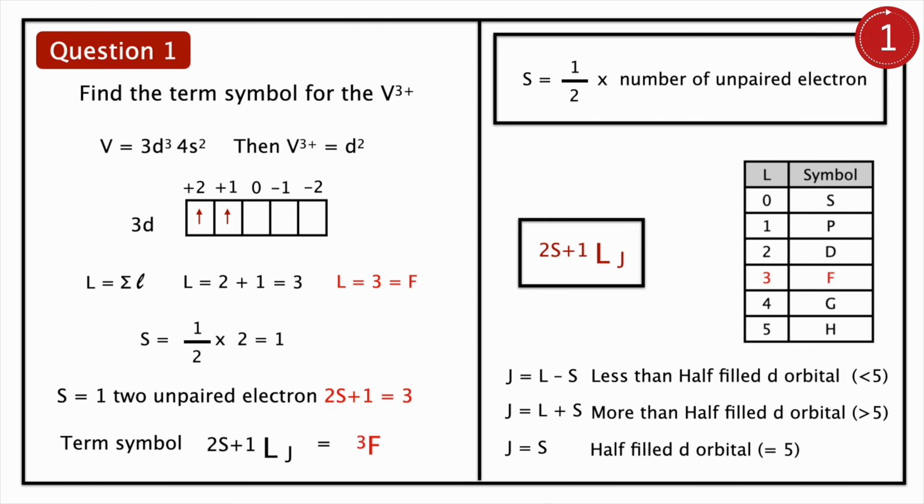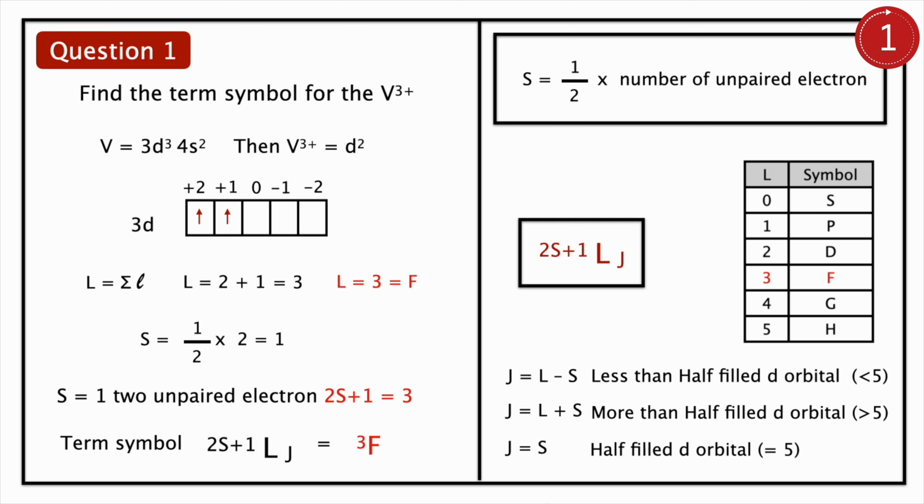So we will go by the basics. First we write the electronic configuration. For vanadium it is 3d3 4s2, then V3 plus means it is a d2 system. So d2 system means you have 2 unpaired electrons. First we find the L value. For the L value you have to sum the small l values. It is 2 plus 1, which is 3. 3 means, if you look at the table, it is F.